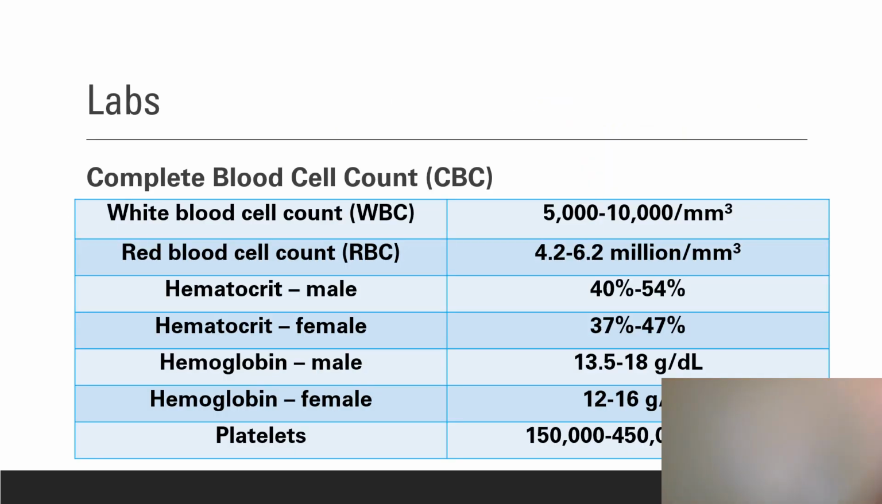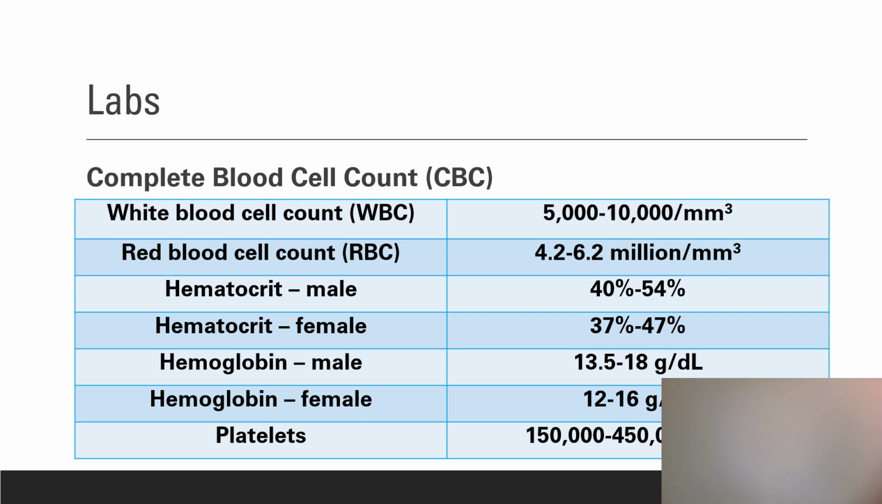So let's move on to some of the labs. In your resources in Blackboard, you're going to find these lab levels, the PN KCKCC lab reference ranges. These are the labs that you need to be familiar with per the PN NCLEX test plan that's found in the NCSBN website. So let's look at the complete blood cell count, or a CBC.